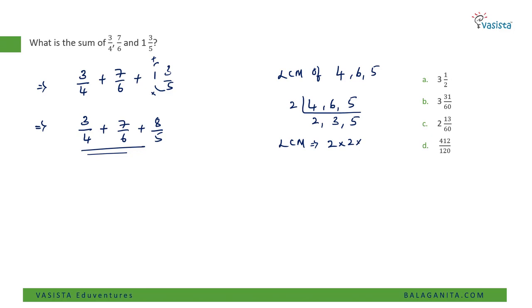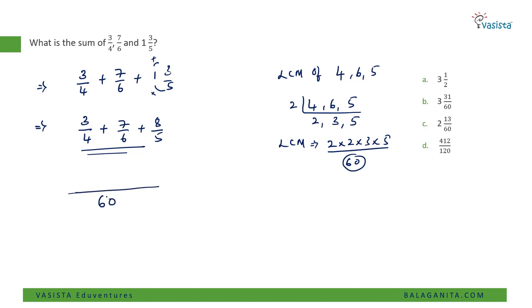2 into 2 into 3 into 5. 5 3s are 15. 15 2s are, how much? 30. 30 2s are 60. 60 is going to be the LCM. Now what do we need to do?